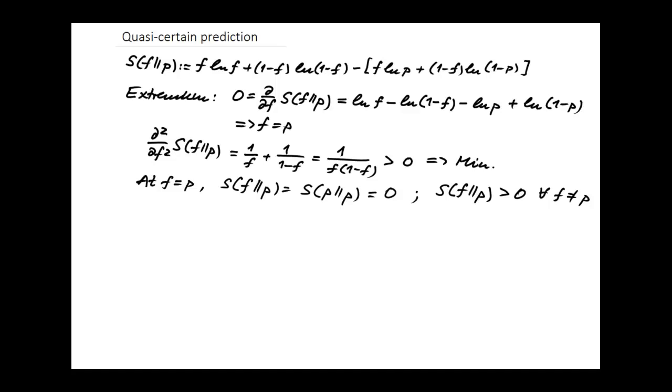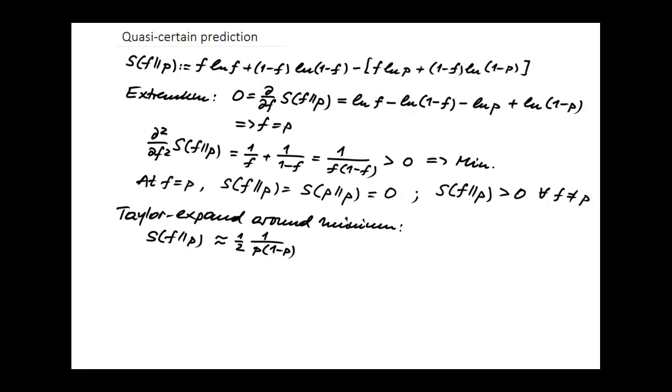Now we can Taylor expand this function around the minimum. We can say S of f and p is approximately the function at the minimum, but at the minimum the function is 0, plus (f minus p) times the first derivative at the minimum, but the first derivative is also 0. So the first non-vanishing term that contributes to the Taylor expansion is the second order derivative. We have 1/2, and then the second order derivative, we found that above, that's 1 over f times (1 minus f). At the minimum, f is equal to p. So we have 1 over p(1 minus p) times (f minus p) squared. Yeah? So this is to second order.